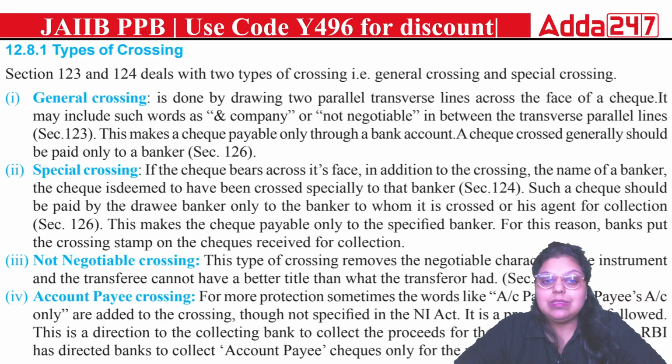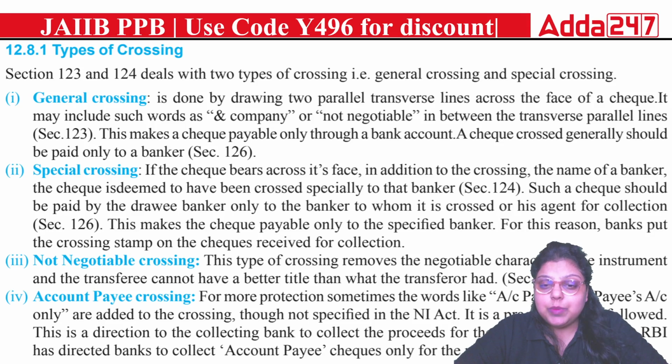The special crossing says that the parallel lines will be there and they will have an account payee with the particular bank's name specified, in which the payment of the check cannot be done in cash. The payment of the check will be done in a bank account of a payee, in the specified banker, okay, and it cannot be endorsed. If there is an account payee crossing, it means the payment of the check cannot be made in cash. The payment of the check will only be made in the account in the name of the payee. Otherwise, it cannot be endorsed as well.